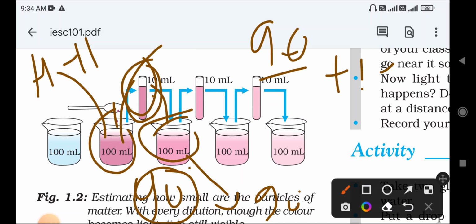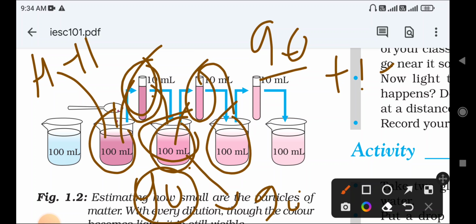After that, from this solution again you take 10 ml, and add it to another 90 ml of pure water, and mix it again.